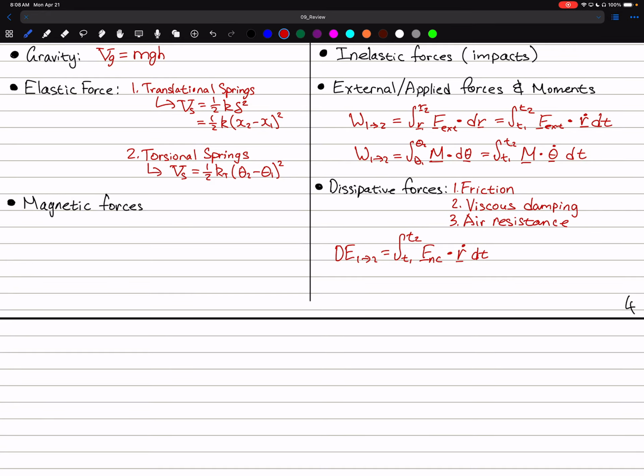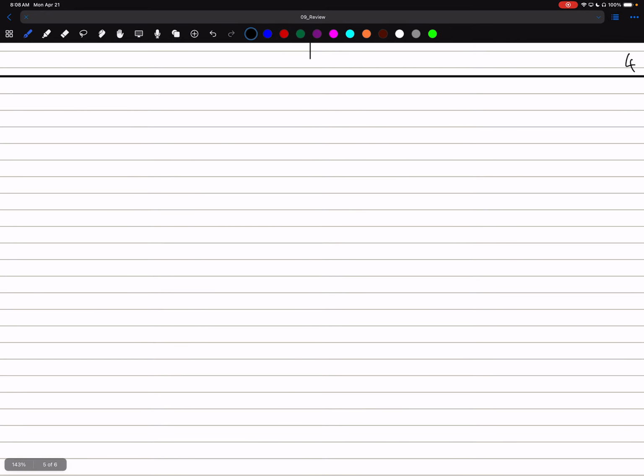So we're going to look at conservation of energy, and we're going to look at the most general form. This will be written as: we'll have kinetic energy at time t2 plus the potential energy at time t2, minus T1 minus V1. So that's our mechanical energy, or the change in that mechanical energy.